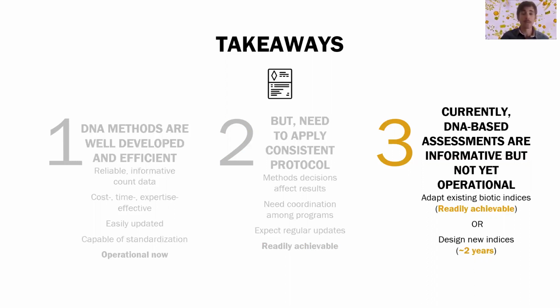So the way that we can start to use DNA in assessments is to adapt existing biotic indices to DNA data, and this should be achievable fairly quickly. Or again, to harness the full power of the DNA data, we could design new biotic indices, and we're probably about 2 years away from being able to implement that in a variety of different regions.